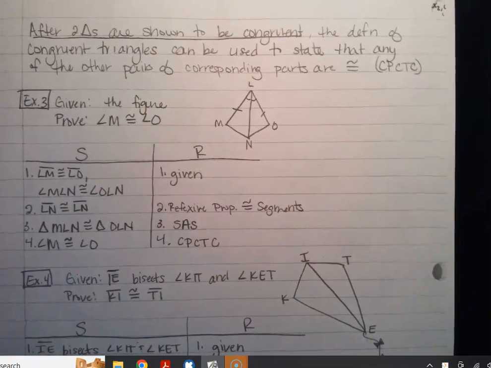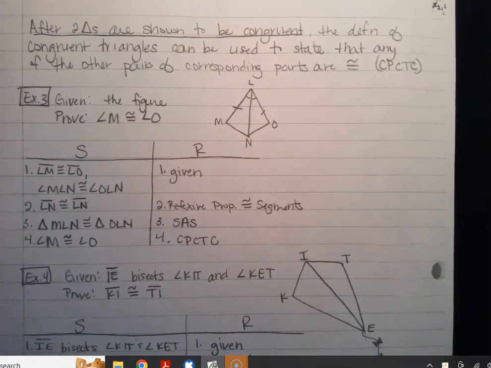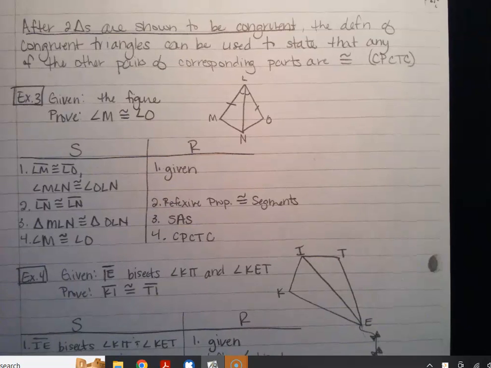Okay. After two triangles are shown to be congruent, the definition of congruent triangles can be used to state that any of the other pairs of corresponding parts are congruent. Do you remember this?